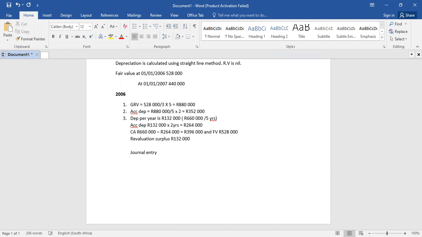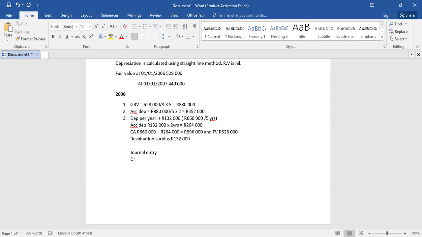You will come and show that on 1 January 2024 we bought the plant. Debit plant, credit bank. You calculate the depreciation for 2004, and again for 20x5 you calculate its depreciation. Then in 20x6, because we had a fair value, you have to indicate that revaluation surplus of 132,000 and also calculate its depreciation. The journal entries are important, but the journal entry for step number 3 is the most important.